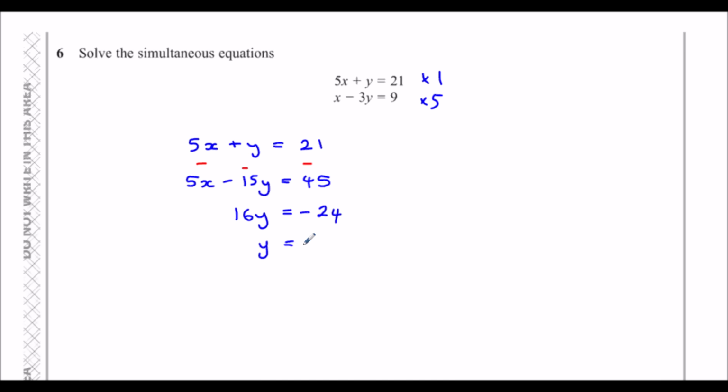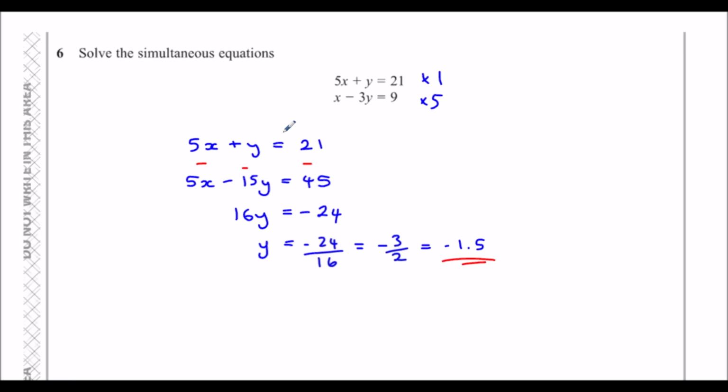So y is going to be equal to negative 24 divided by 16. Going to simplify that. They're both in the 8 times table. So it's negative 3 over 2. Or we could write that as negative 1.5. Either way is okay. So I've worked out y. I'm going to work out x now.